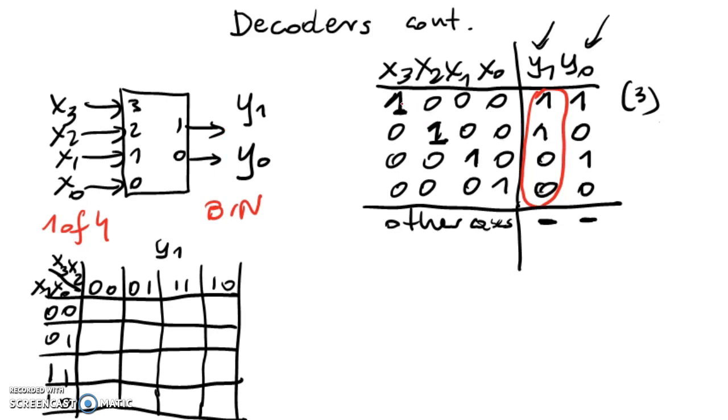Okay, so y1, 1000 is the first one. 1000, it's this cell. It is 1. The second is 0100. 0100 is here. The third is 0010, and it is the value of 0, and the last one, 0001, is 0 as well. The remaining cells in the K-map are labeled with don't care states.